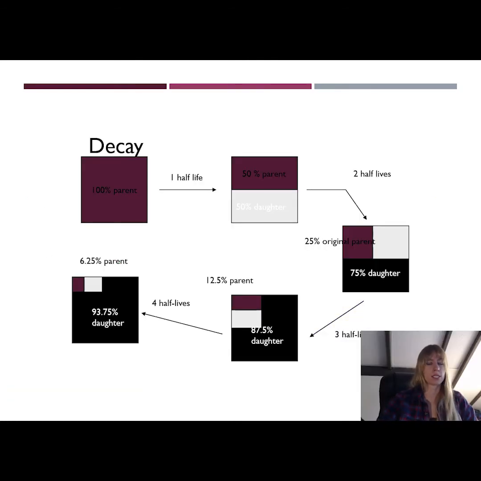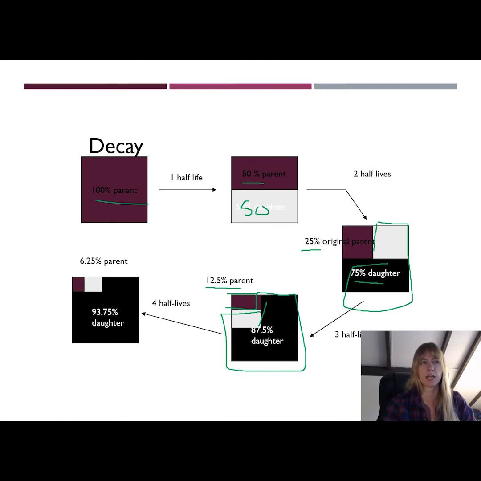So this is essentially what the decay series will look like. You have 100% of your parent, you have a half-life, you have 50-50, 2 half-lives, you will have 25-75, okay, and then 12.5 to 87.5, etc.